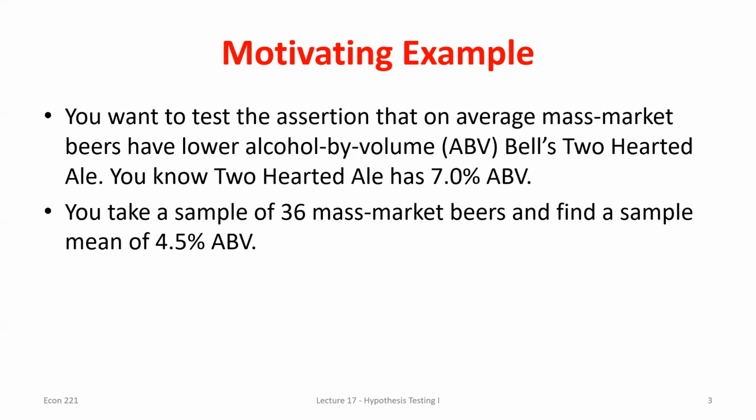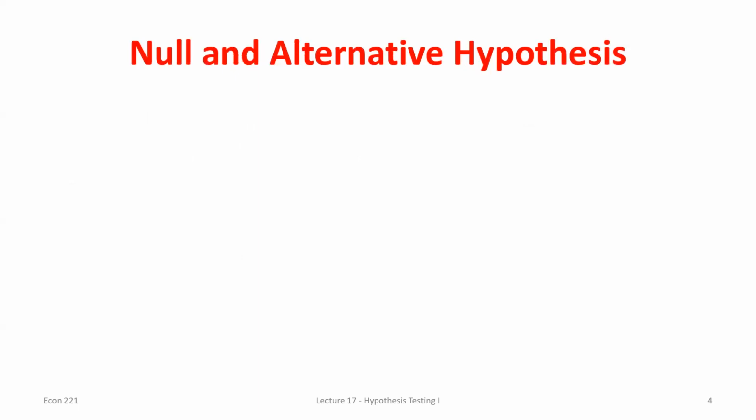If I want to know, does the average mass market beer have a lower, no, it's not, because I didn't say I assume it's equal to it. I said, I want to know whether or not it has an ABV lower than that, right? Well, it is lower than that. But is it far enough away from that 7% value that I can reject that? So that's the example we'll end up working through with some actual numbers. We've got to go through a little more terminology first, okay?